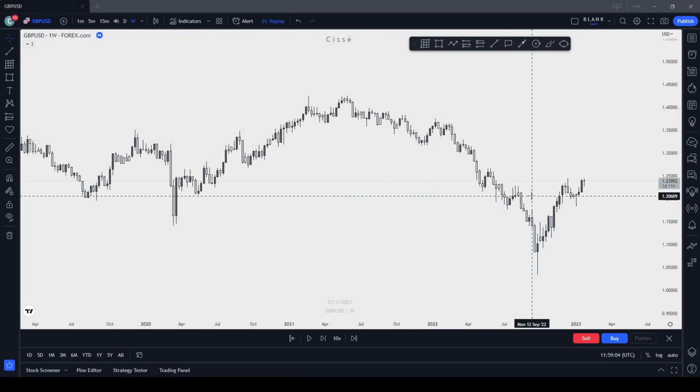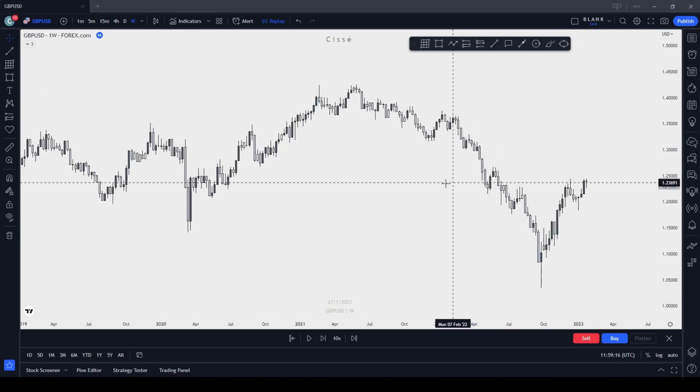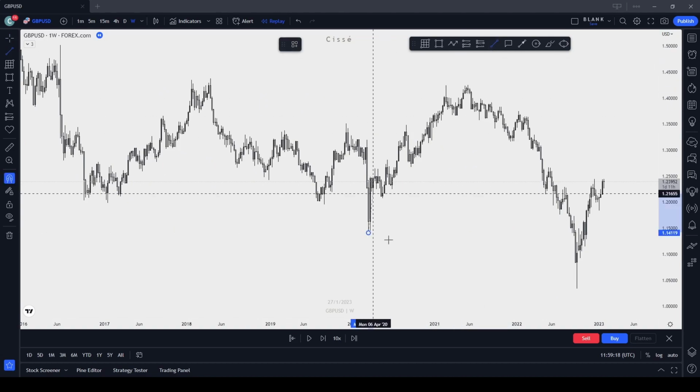Okay, so in this video, I'm going to be doing a trade breakdown on a GBPUSD trade that I took yesterday. Now, like my last video, I'm going to do a top-down analysis, starting with the weekly and ending on the 1 minute entry. So, starting here with this low.